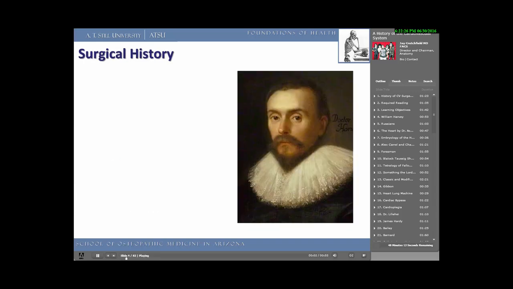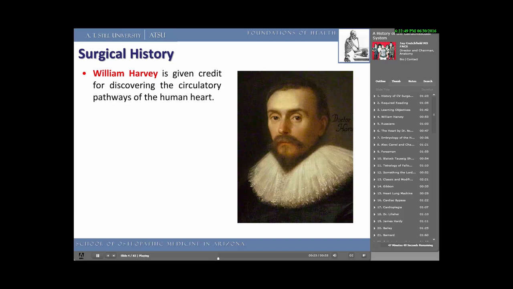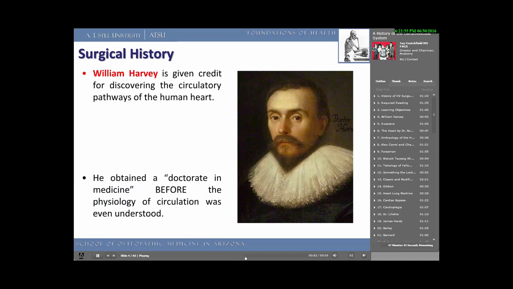Believe it or not, there actually was a time when we had no idea how the circulatory system works. Today, we take it for granted that the heart is the center of the circulatory system, and through it, blood flows through the arteries, returning to the heart via the veins. But there was a time when no one actually had this figured out. In fact, William Harvey is given credit for discovering the circulatory pathways of the human heart, and at the time that he was given his doctorate in medicine, he himself didn't know how circulation was even understood.